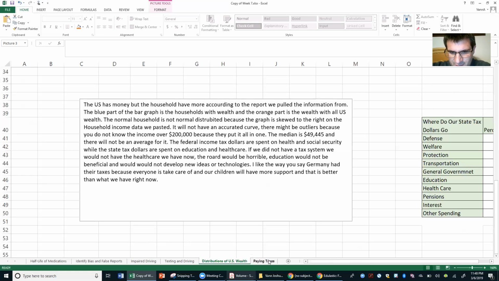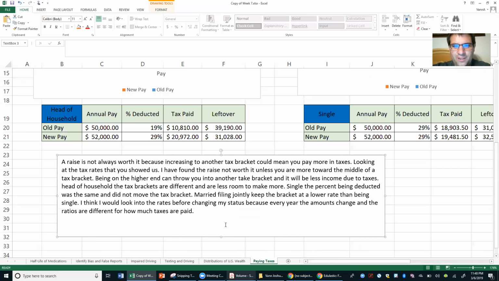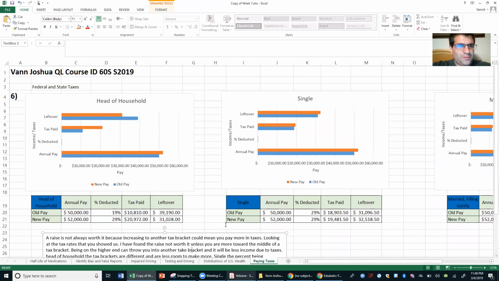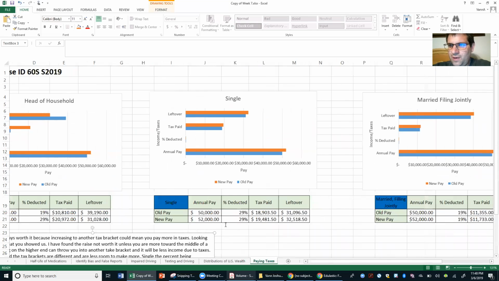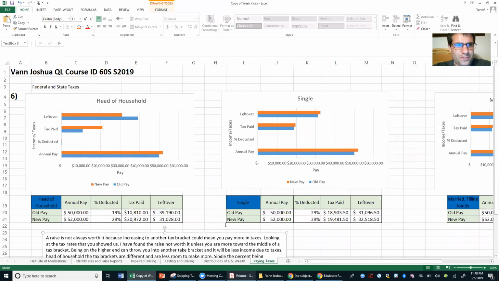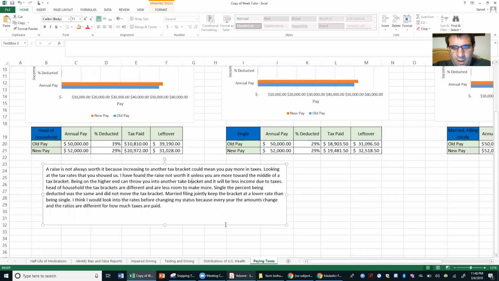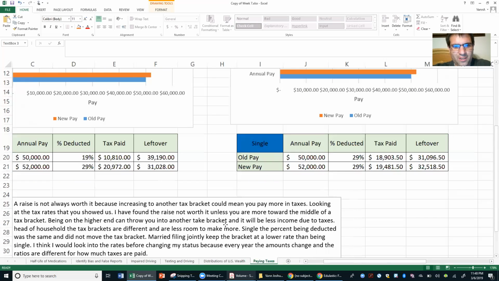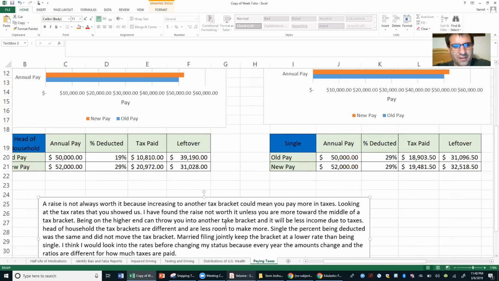All right, and then the last thing that we did was we looked at scenario number 6. We looked at the heads of the household, single and married, filing jointly as far as for state and federal taxes. And we looked at which way was best as far as to be able to get the most money back.